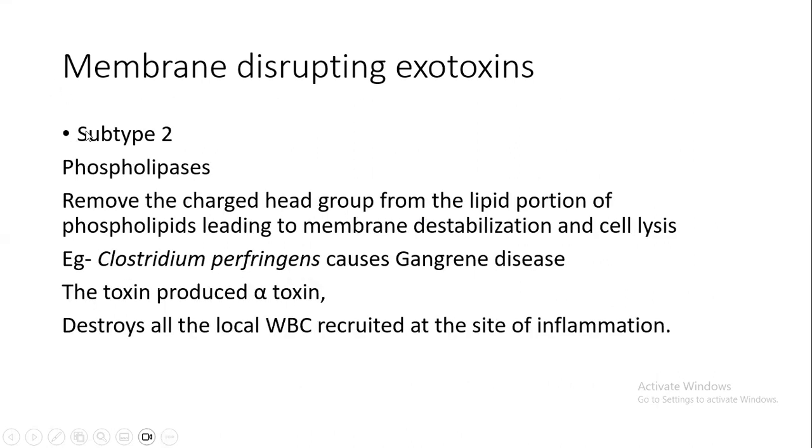The second category of membrane disrupting exotoxins basically targets the phospholipids that are present in the membrane. So they are basically phospholipases. Examples include Clostridium perfringens that causes gangrene, and the toxin produced is known as alpha toxin. They will destroy all the local WBCs that are recruited at the site of inflammation.